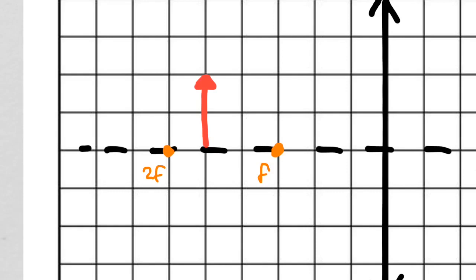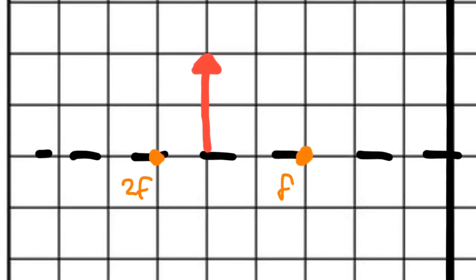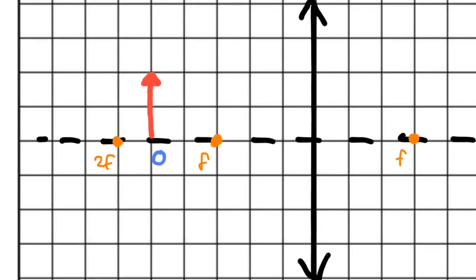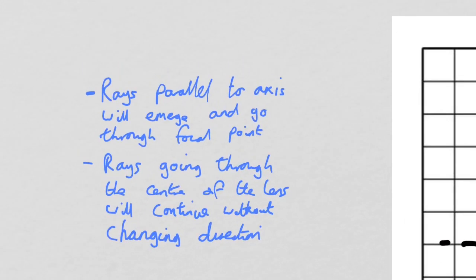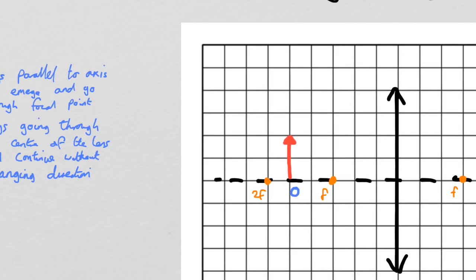Okay, so I've just drawn a red arrow as well. And now that red arrow is our object. That is the thing that is going to be sending those light rays through the lens. So let's send some light rays through the lens. Let's go for our first one first. Rays parallel to the axis will emerge and go through the focal point.